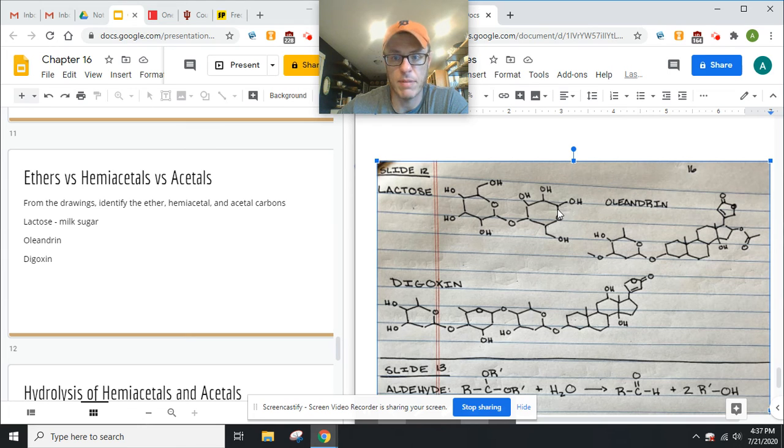Actually, sorry, this is our hemiacetal carbon. There's our O to a carbon, and there's our OH. So we have an acetal carbon and a hemiacetal carbon. Oleandrin over here, acetal carbon. You can see it looks fairly similar to that one. Boom, acetal carbon, and that's it. Nothing else. As we jump down here, acetal, acetal, acetal, and that's it. So we have 3 of them.